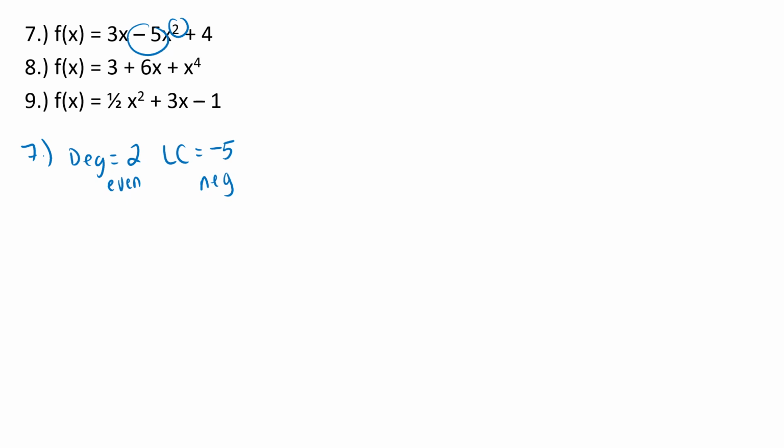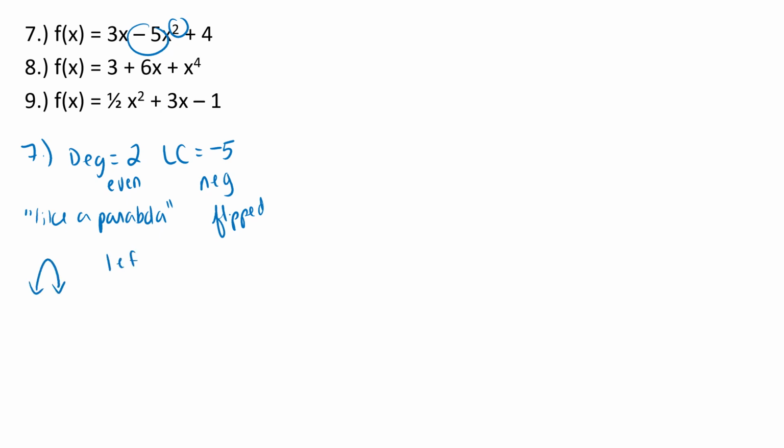Now, normally I would say, hey, if it's even, it's going to be like a parabola, except that this is degree 2, so it actually is a parabola. It's not like a parabola, it is a parabola. And the negative means that your parabola is flipped over. And so that's what we're looking at.